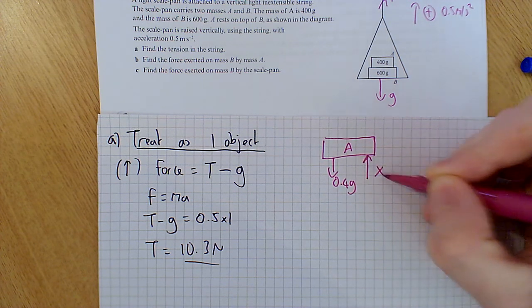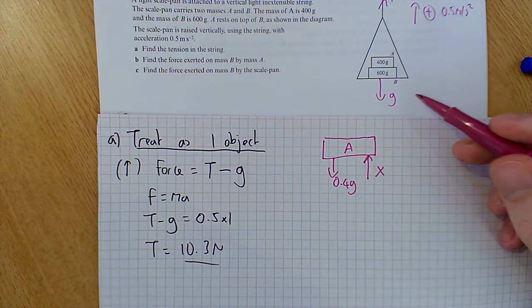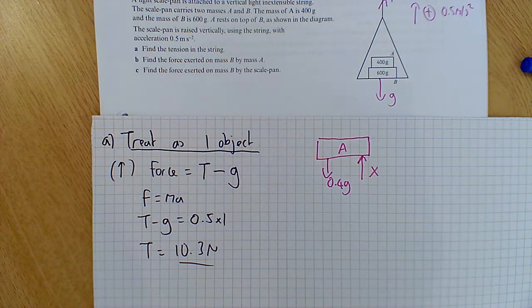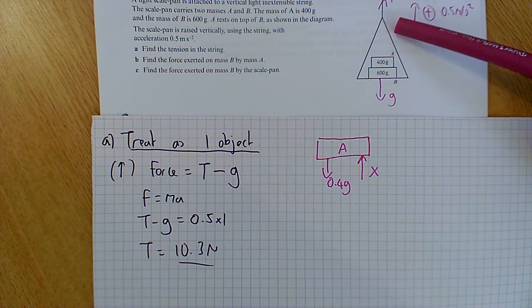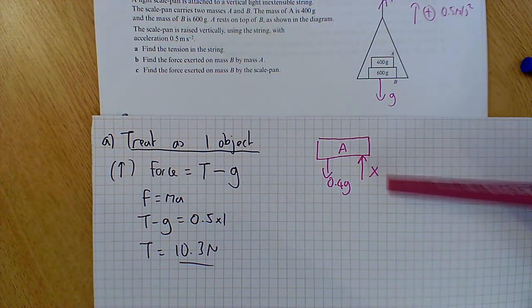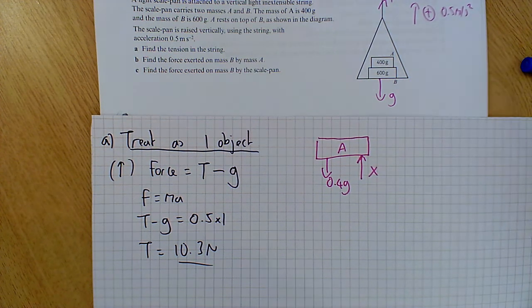So because A is resting on top of B, it's B that's actually in contact with A. A doesn't experience any forces directly from the tension or from the lift itself. It just experiences this force of X from B.